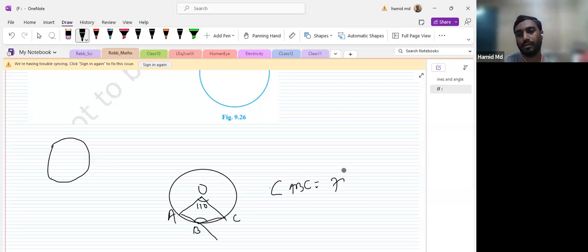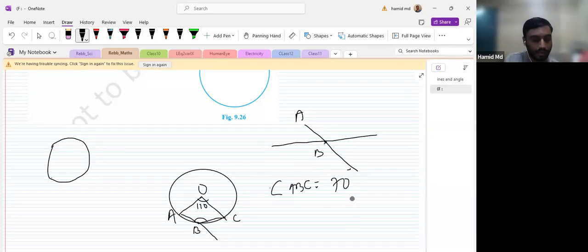ABC is 70 degrees. So if this is a line like this, this is a straight line. This is A, this is B, and this is D. You already know that this is 70 degrees. So this is a linear pair, and you have been asked to calculate this angle. It will also be 110 degrees.